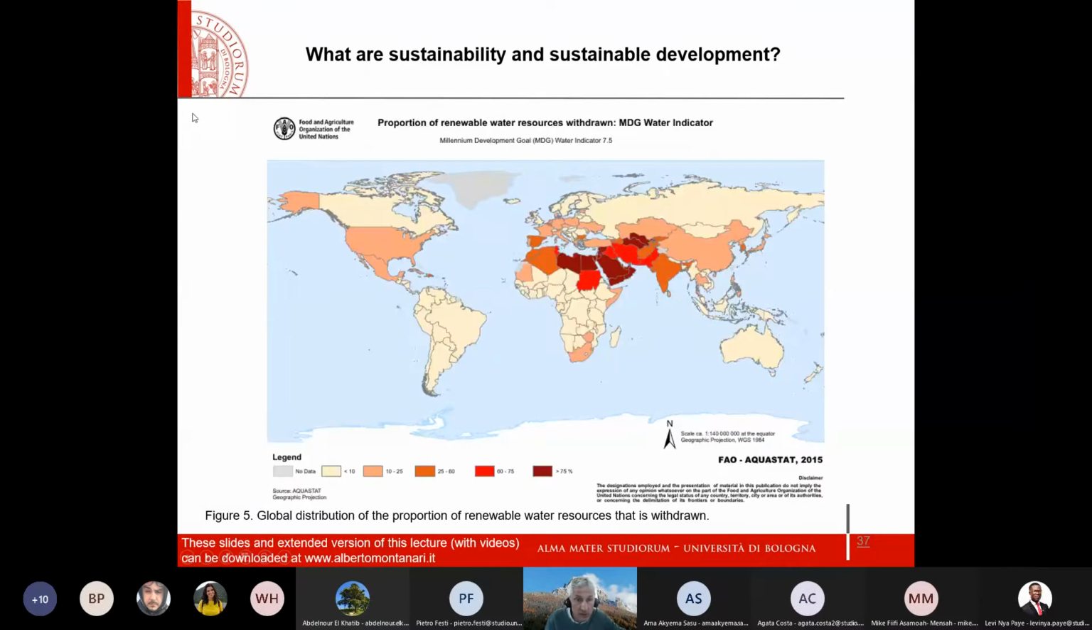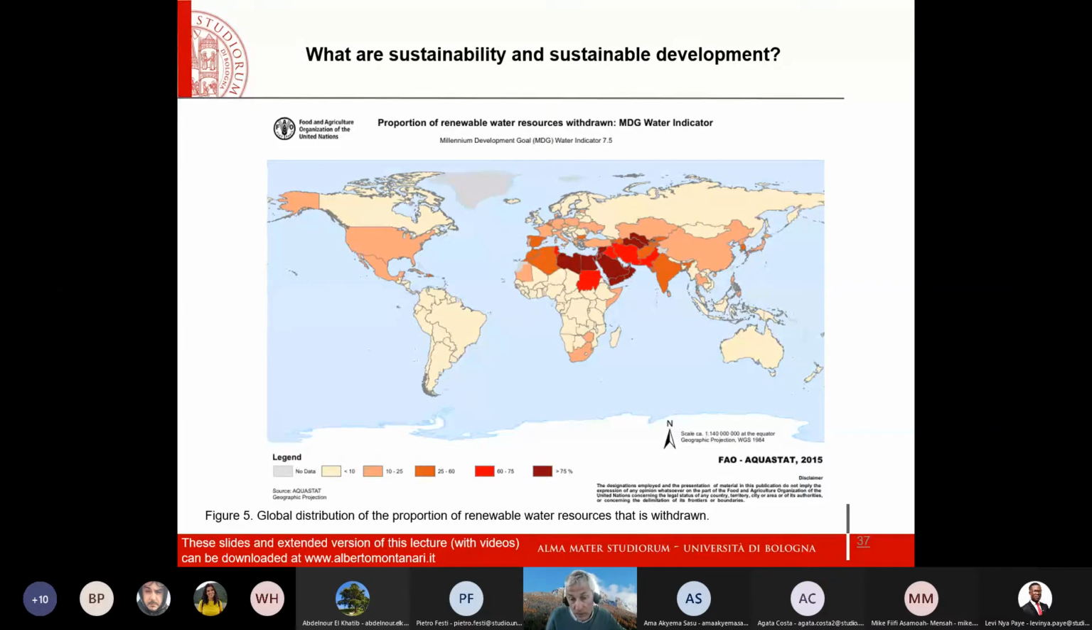Okay, now let's move forward, and this is again taken from the FAO database Aquastat. This is the proportion of renewable water resources withdrawn by each country. You see that the darker the color, the higher the proportion of renewable water resources that is withdrawn, which means that when you get to the red, these countries are by necessity taking most of their renewable water resources already, which means that they cannot increase much their water withdrawal because, of course, there is a limit to sustainability.